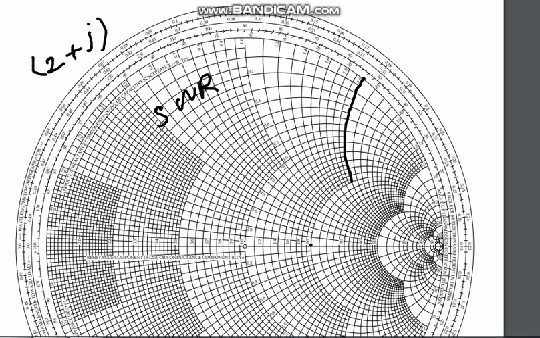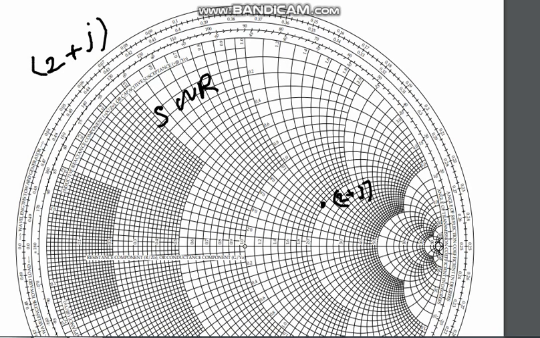Notice that's not the 2, I have taken 1j here. Sorry, it should start from 1j at that point. So just traverse it from there. That's the point of intersection. That is the point 2 plus j, which is constructed. Now, how can you find the SWR?